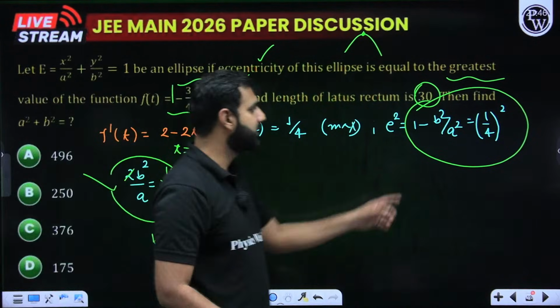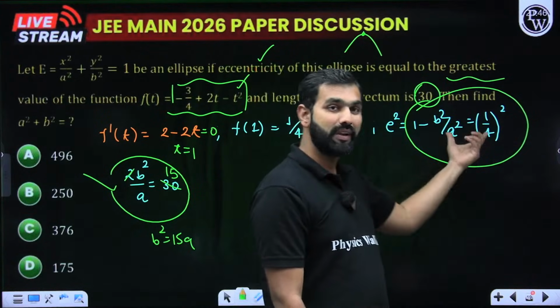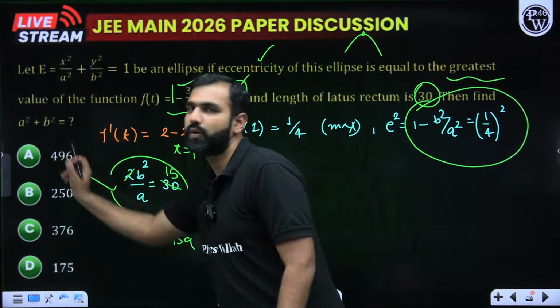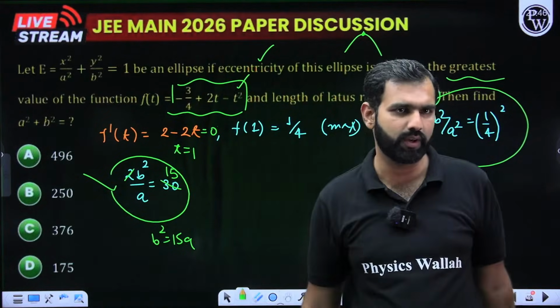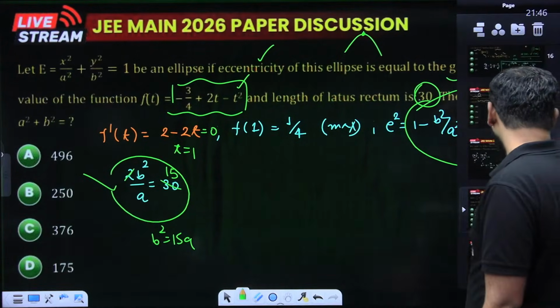So when you replace this b square by 15a, this becomes an equation in a. From here you get a. You replace a here, you get b. And I think with that you can figure out a square plus b square. Calculation is what I'm skipping, but the rest of the part is very well understood by you all, I believe. Next question.